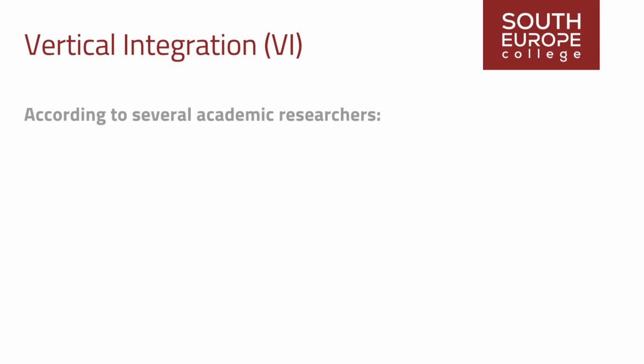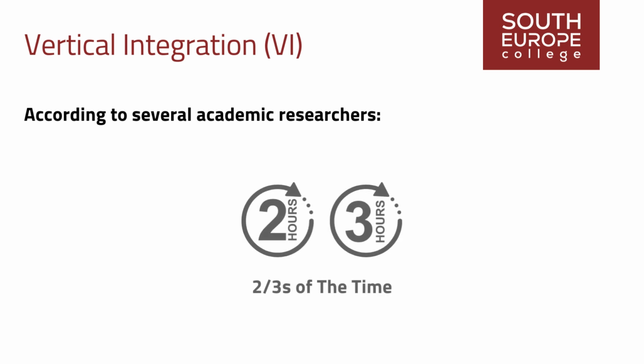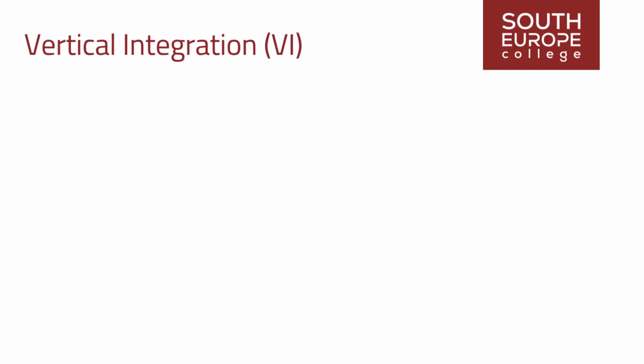According to several academic researchers, whenever a company moves 2 or more steps from its core business, it fails 2/3 of the time. Vertical integration strategy is too risky, difficult to reverse, and involves huge cost.